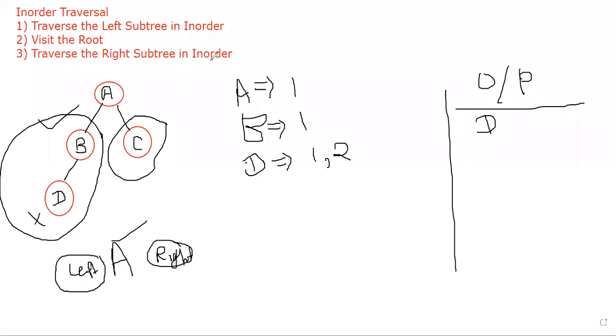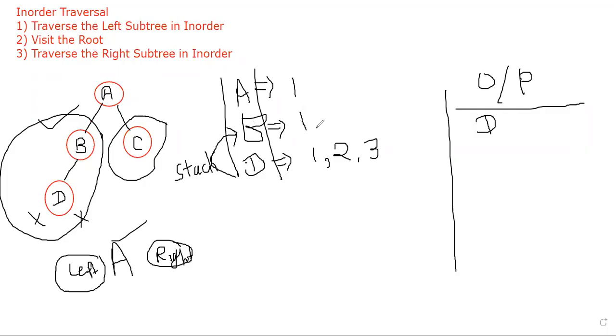Then we want to traverse the right subtree. We go for the right, but the right subtree is empty. That's why this third step is also completed. Now all three steps are completed for node D. So we want to backtrack, going to the previous node. We get the previous node from the stack, since these nodes are put onto the stack. So we go to the previous node.